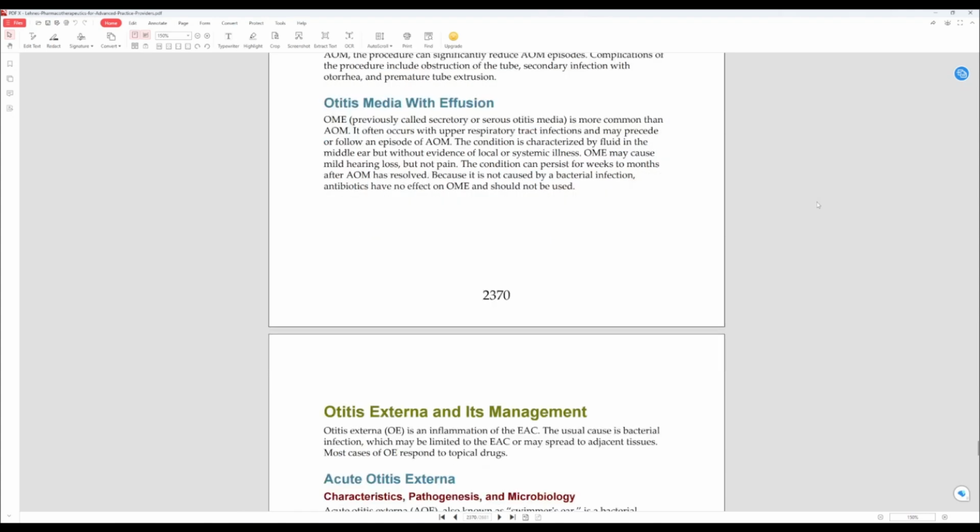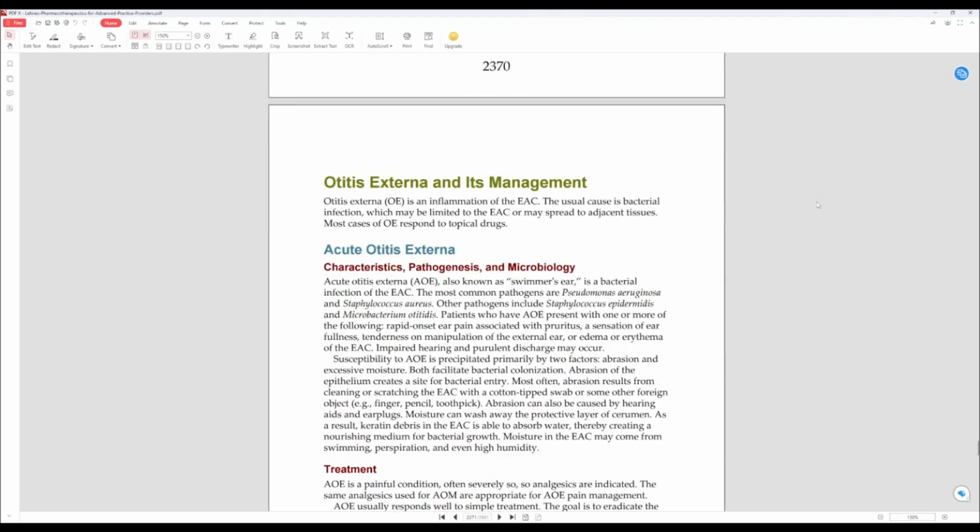Otitis media with effusion, so OME, is more common than AOM. It often occurs with upper respiratory tract infections and may precede or follow an episode of AOM. The condition is characterized by fluid in the middle ear, but without evidence of local or systemic illness. OME may cause mild hearing loss, but no pain. The condition can persist for weeks to months after AOM has resolved. Because it is not caused by a bacterial infection, antibiotics have no effect on OME and should not be used.